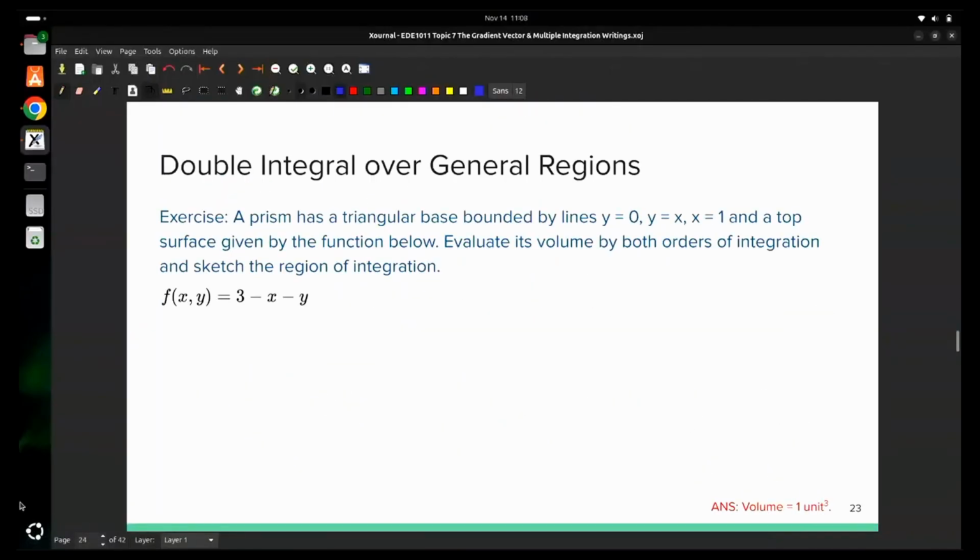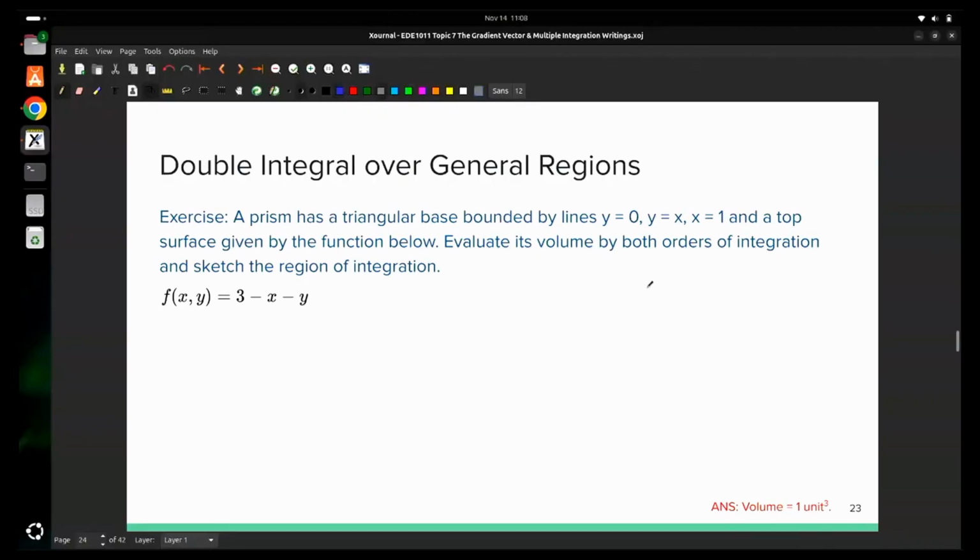Okay, so now we look at another example. Let's say a prism has a triangular base that is bounded by the lines y equals 0, y equals x, and x equals 1, and a top surface that is given by this function below. Evaluate the volume by both orders of integration and sketch the region of integration.